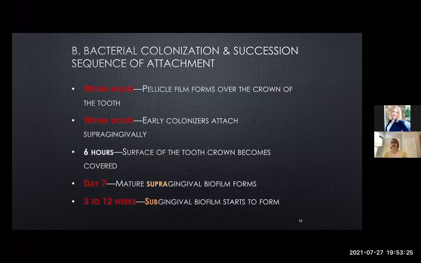So let's talk about that colonization and sequence. Remember, within hours, we've got the pellicle and early colonizers attaching. In 6 hours, the surface of the crown becomes covered in biofilm and bacteria. By day 7, we have mature supragingival biofilm. And then between 3 and 12 weeks, we start to see subgingival biofilm. So every single day, we need to disrupt that plaque biofilm.